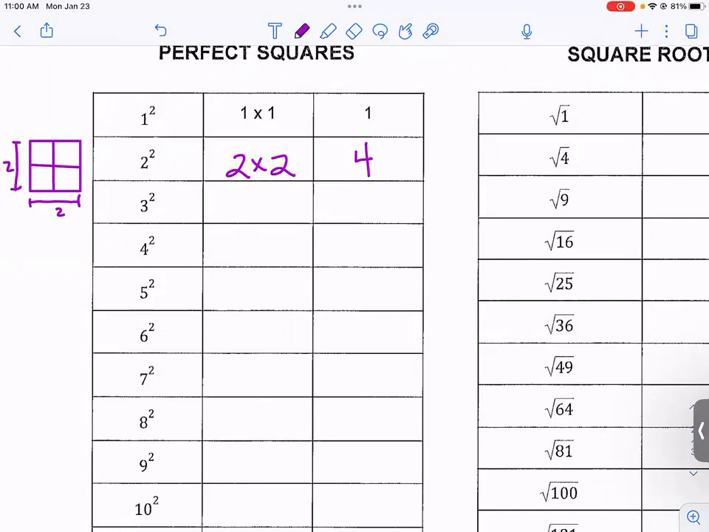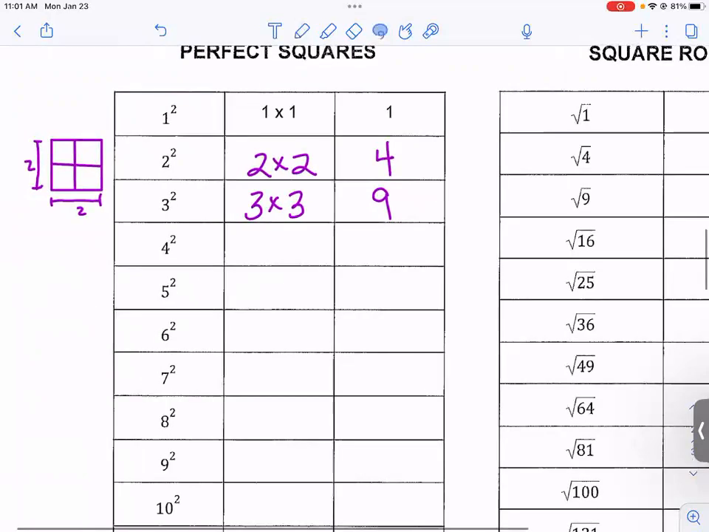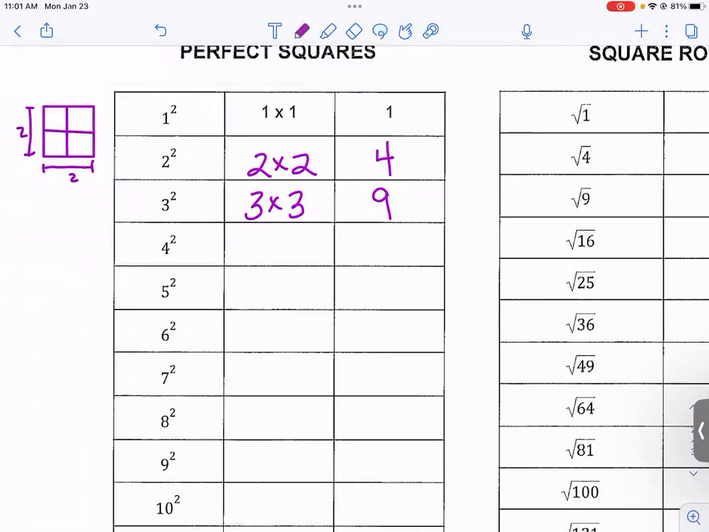Okay, so what's 3 times 3? 3 times 3 is 9. Okay, how about I draw that cute little picture? Okay, notice we have a 3 by 3 square. How many squares are inside? 9. All right, so this is what I want you to do.